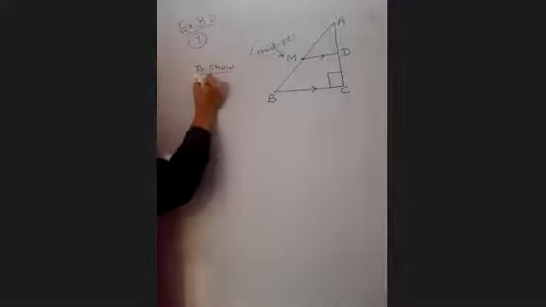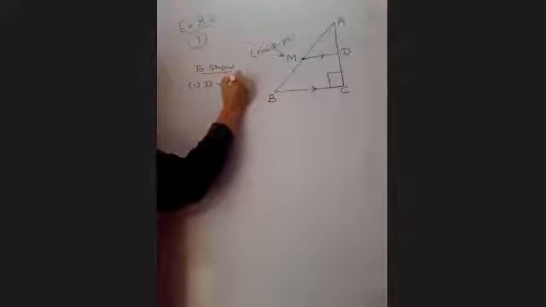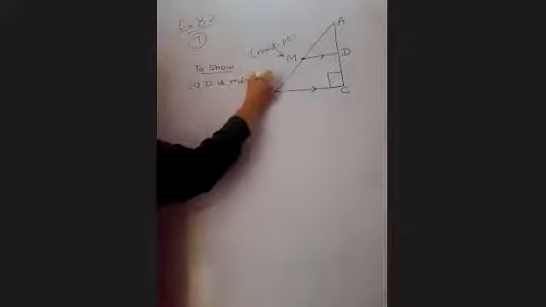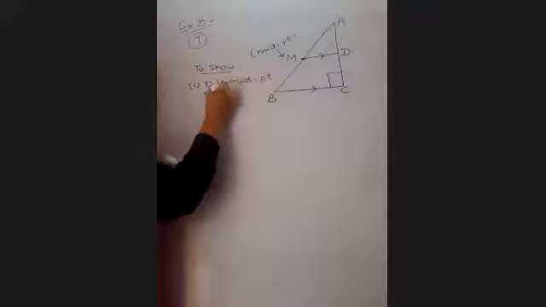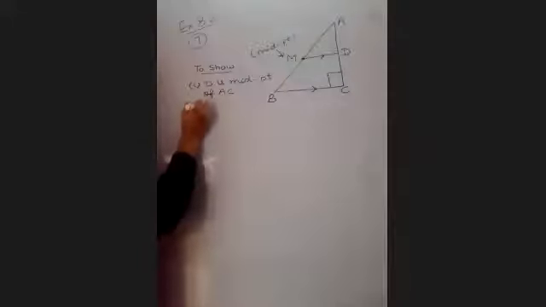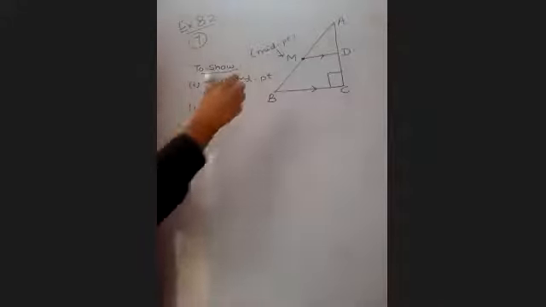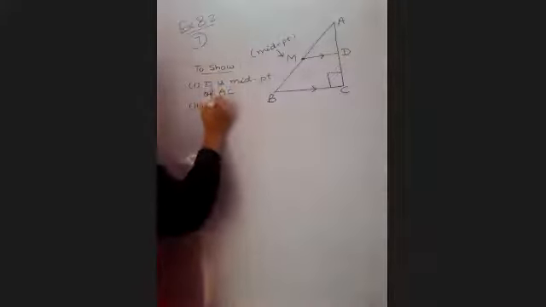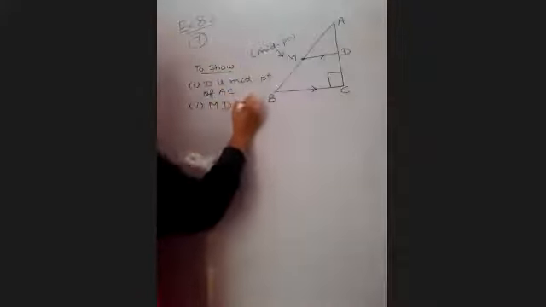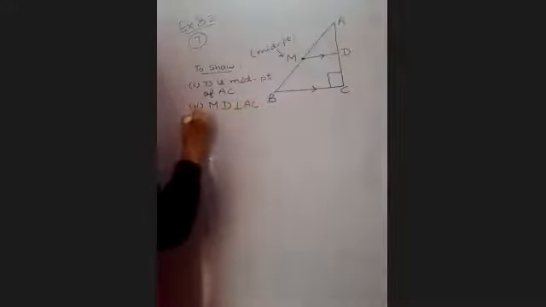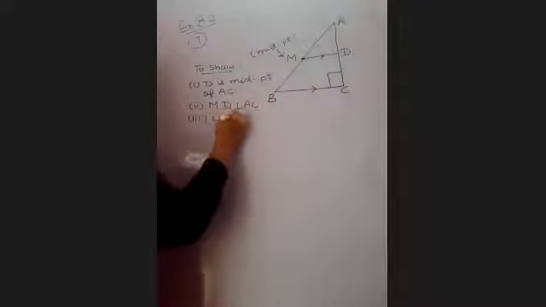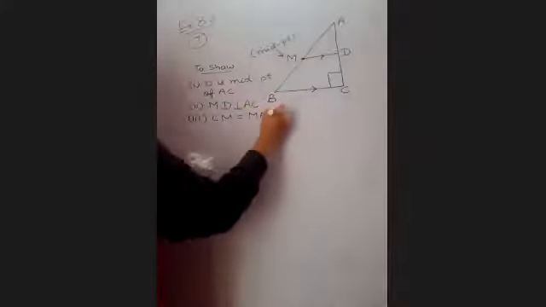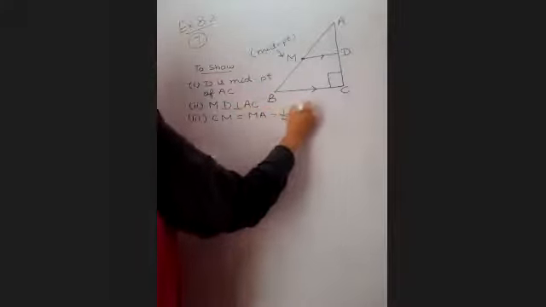D is midpoint of AC. Is D the midpoint of AC? Yes, ma'am. Why? Because M is also a midpoint. By the converse of the midpoint theorem, it is straight away the midpoint of AC, because M is given to be the midpoint and the line is parallel. I'm just noting down, then I'll explain. So the first part is done, children, very easily.